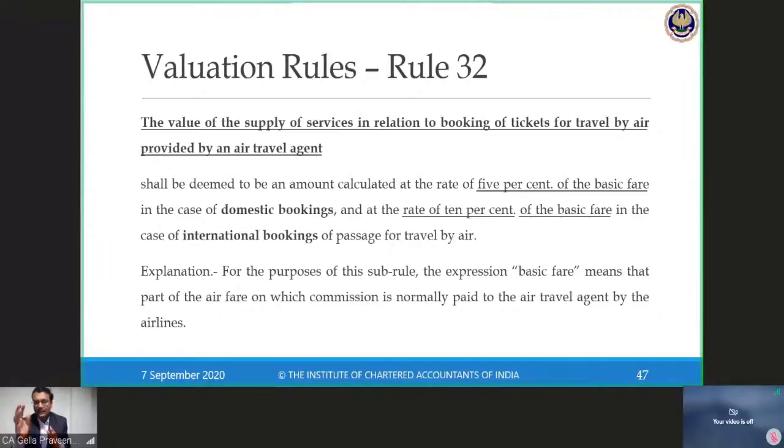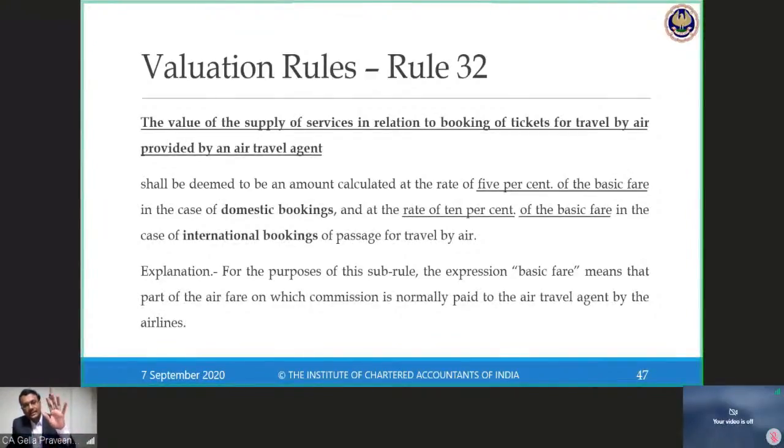Once I know the value of supply, based on notification 11 of 2017 or 1 of 2017. 1 of 2017 deals with your goods, 11 of 2017 deals with your services. Based on these two notifications, I go ahead to determine my rate of tax. So my only objective from Rule 32 is to find out your value. From the value, you go to the respective notifications, find out the rate of tax, and apply that rate of tax over here. Next, coming back.